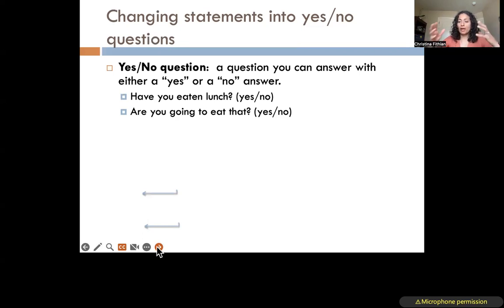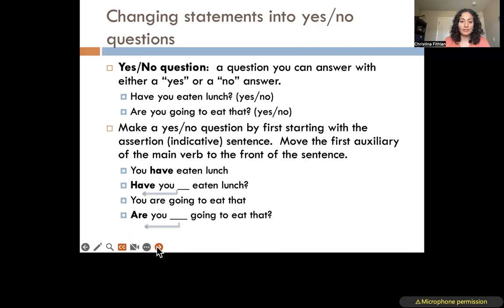And again, I want to kind of backtrack a little bit. When we're doing negation and we're changing sentences to yes/no questions, we are starting to rearrange the core sentence structure that we've been practicing throughout all of our verbs and everything like that too. So we're going to start to do some movement here of constituents. So in order to change a statement into a yes/no question, the first thing you have to do is start with the statement. In other words, an assertion or indicative or declarative sentence.